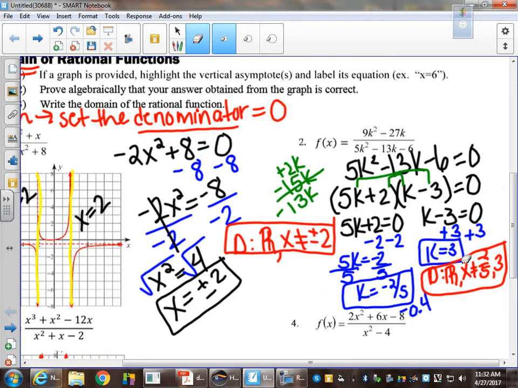Let me fix this. This is negative 2/5 or 3.